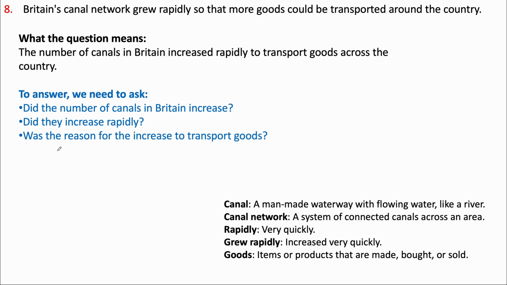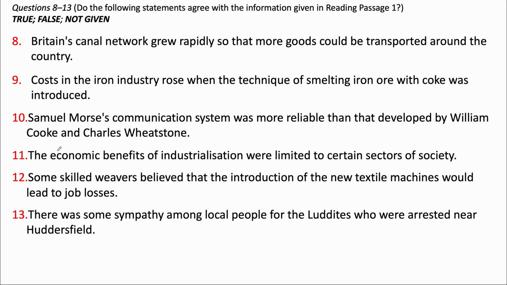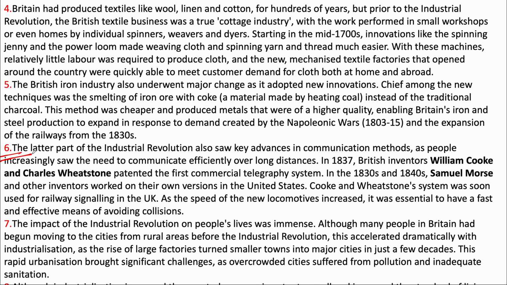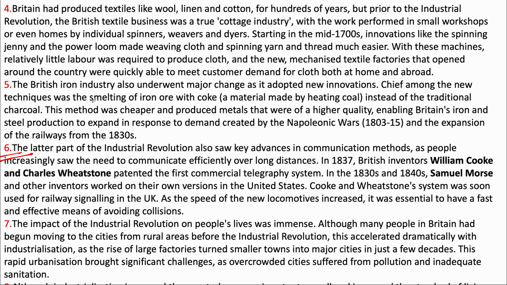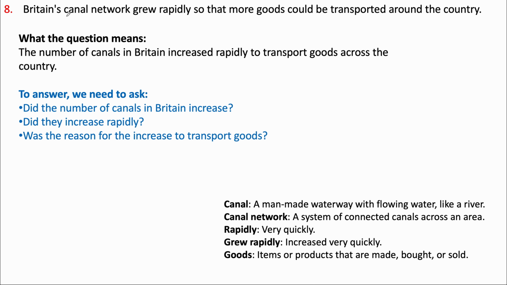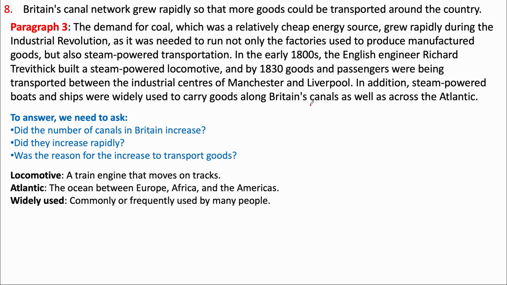First, we try to find the tentative location of the answers. There are no names in the first two questions. The 10th question has names. These names are mentioned in the sixth paragraph. Smelting and iron ore from the ninth question are mentioned in the fifth paragraph. We have already seen these words when doing gap fill questions. So the answer to the eighth question has to be before the fifth paragraph. The question mentions canals. In the passage, the word canals is mentioned in the third paragraph. So that is where the answer has to be.